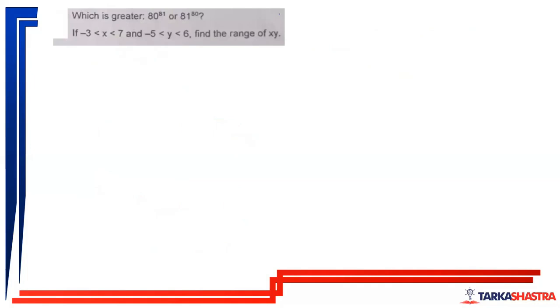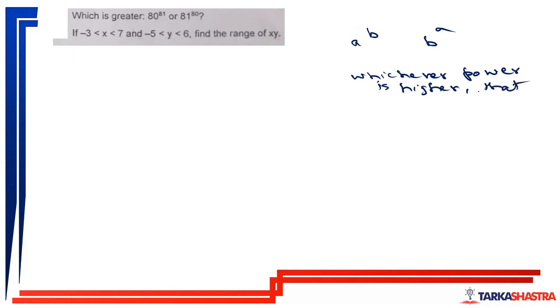Which one is greater? A simple calculation or simple trick which I want to tell you is, if a raised to b and b raised to a, these types of values are there, then whichever power is higher, that value is higher.